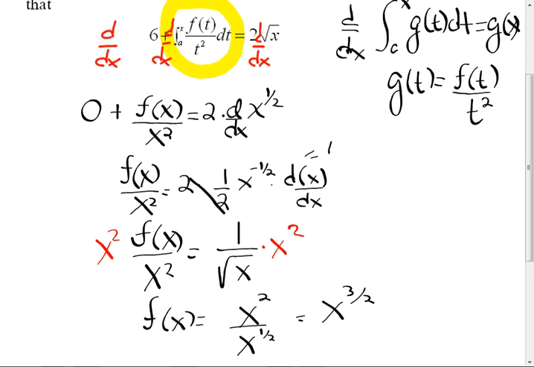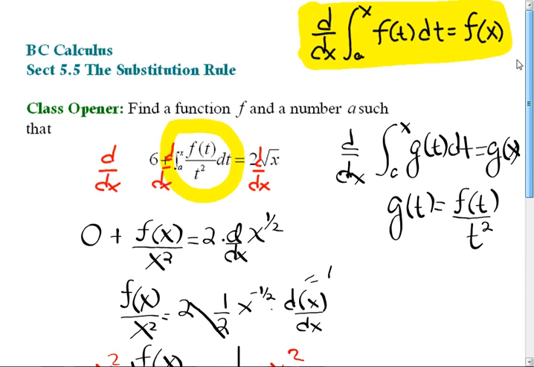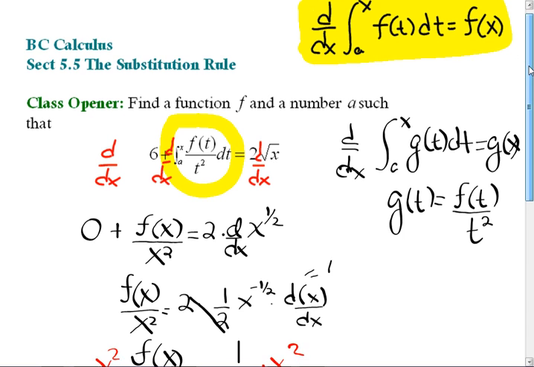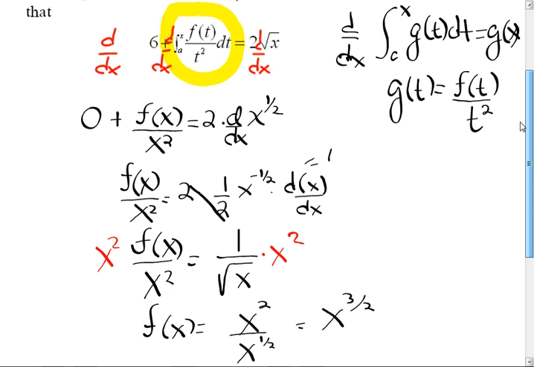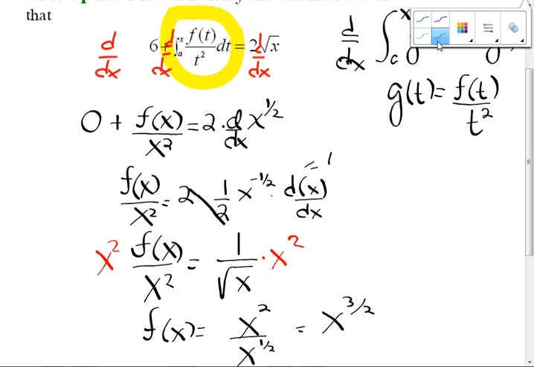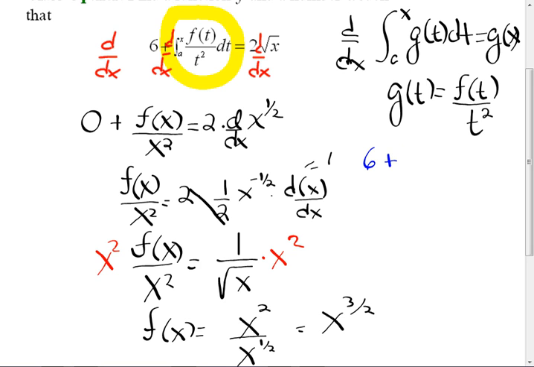Oh, we have to find A, don't we? Do we? Did it ask that? Oh, find A. I forgot to finish the problem. Found f of x. And A. Well, you know what f of x is. So we can do it. It's 6 plus the integral from A to x. What's f of t? X to the 3 halves, right? Oh, sorry, t to the 3 halves. Thank you. It's t to the 3 halves divided by t squared dt equals 2 square root of x.